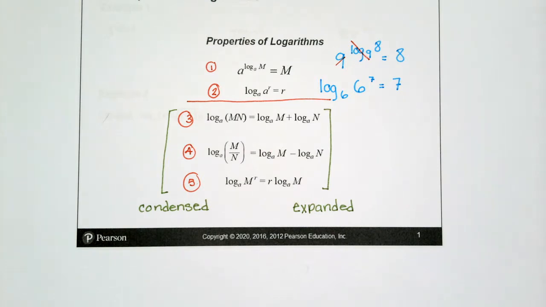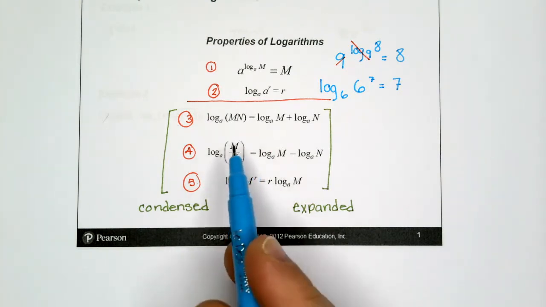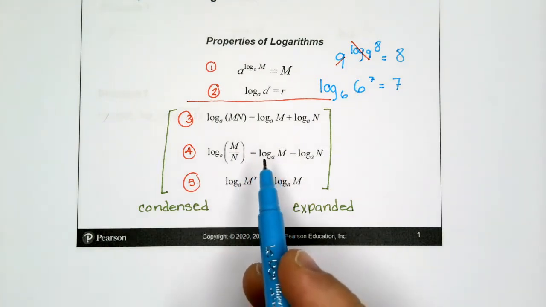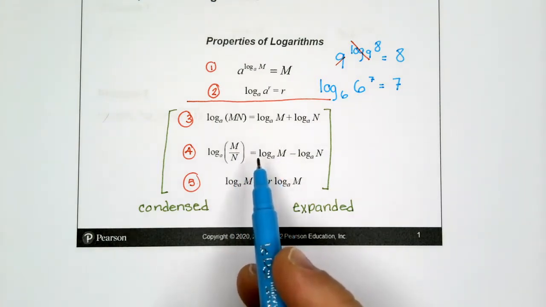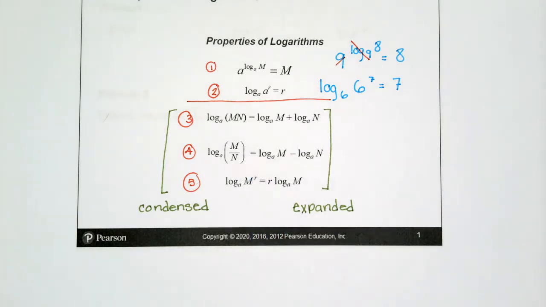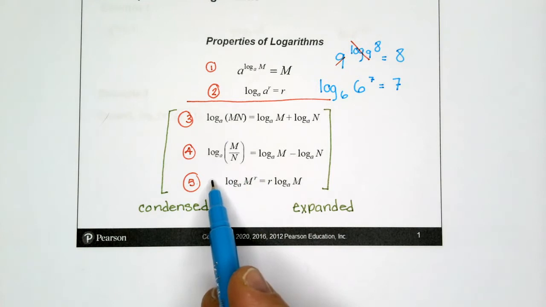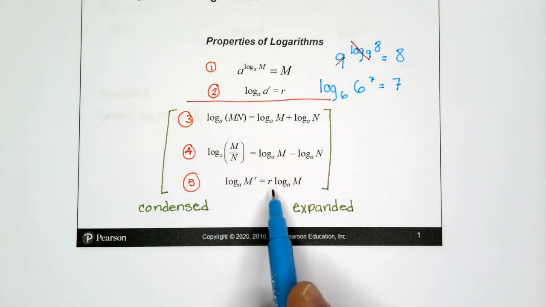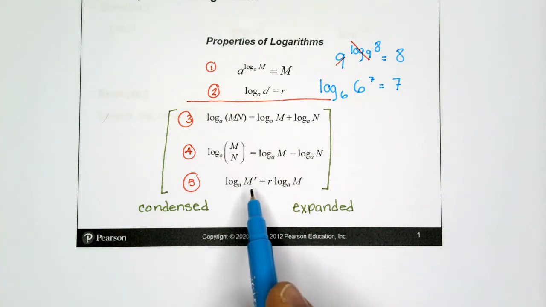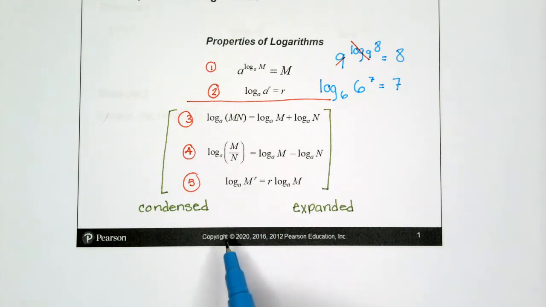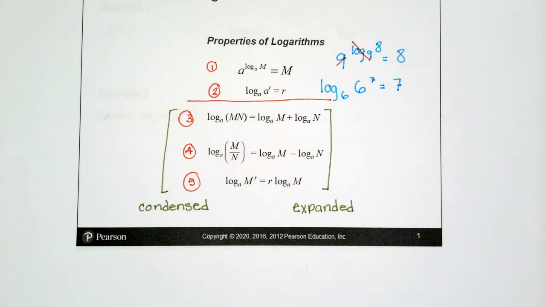Number 4 says if you have the log of a fraction or of a division problem, you can expand that by taking the log of the numerator and then subtracting the log of the denominator. Number 5 says that if you have the log of something and it is being raised to a power, we can bring the little exponent r down and multiply it by the entire log function and you'll get the same answer, okay? It becomes a constant with the log. All right, so those are the properties of logarithms.